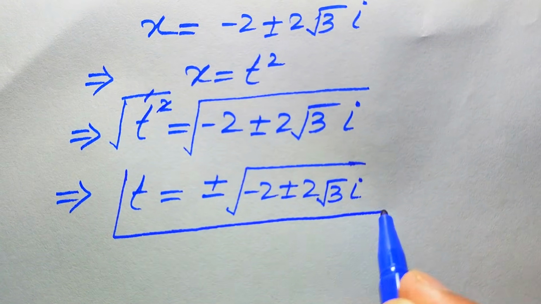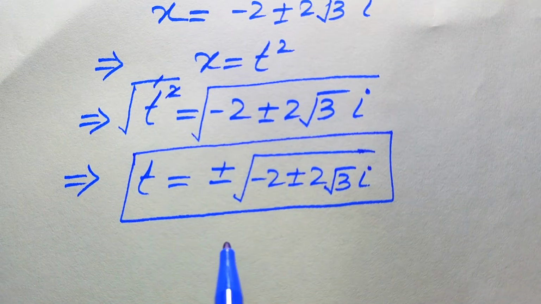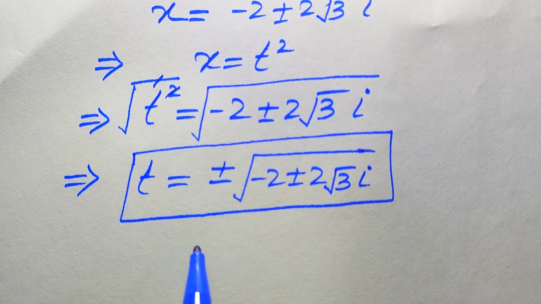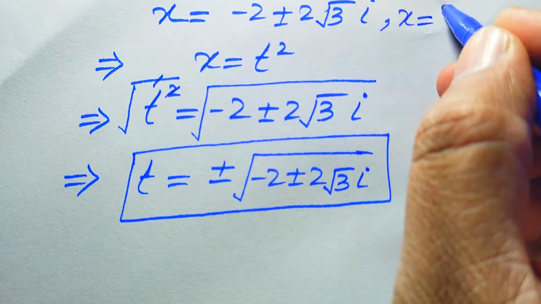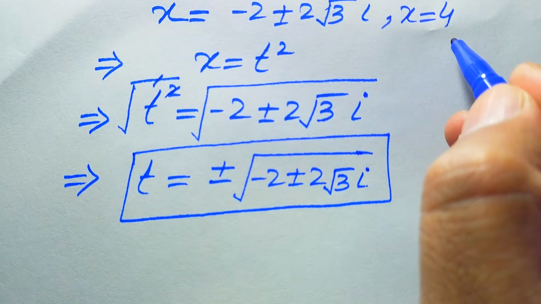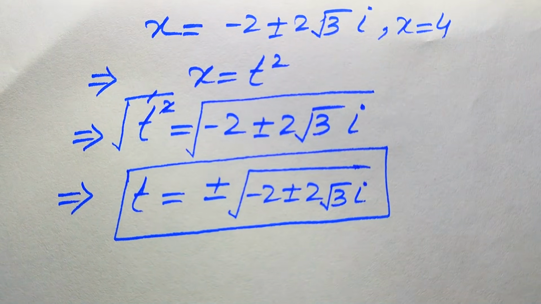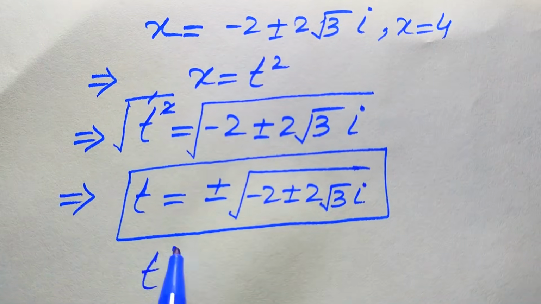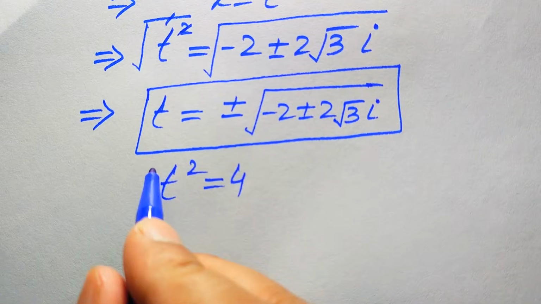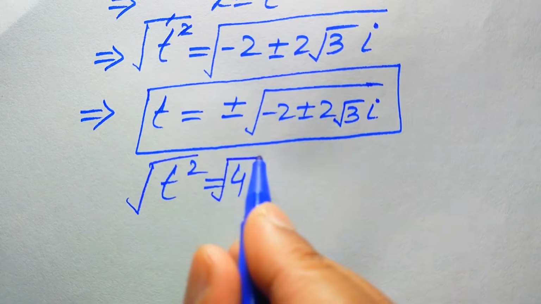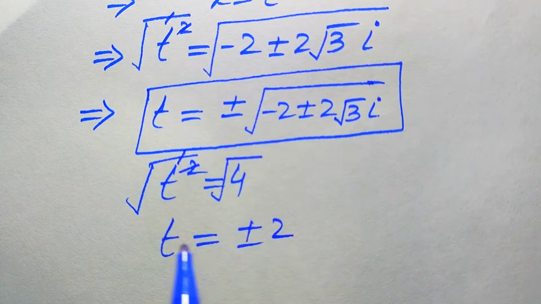These are the four complex roots of the given equation, and there are two roots which are real roots. Because here we found two values of x, two of these values are complex and this value is real. So when you put this value of x here, it will be written as t squared equals 4. Now here for the other values of t, we again apply square root on both of the sides, and the square and square root are gone, and we get here t equals plus minus 2.